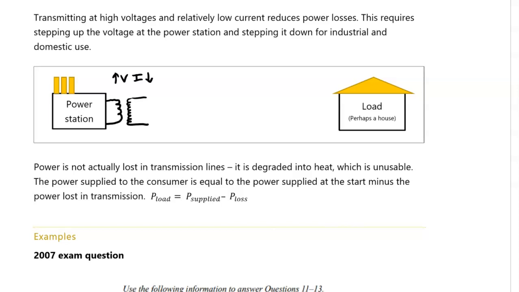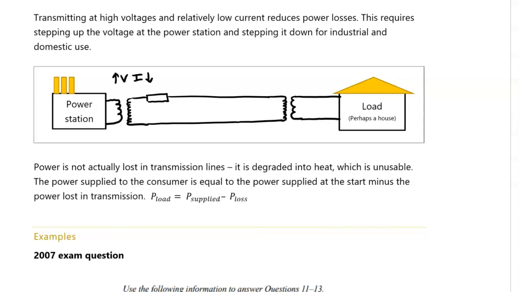Then we have our transmission lines. I'm going to draw a resistor within here just to visualize the fact that the transmission lines, because they're so long, they have to have a resistance. Then we need to step back down that voltage so it's usable. We don't want 10,000 volts going into people's homes. So we would then have a step down transformer, not necessarily the same, but it could be, going to the load, and I'm just going to awkwardly draw it like that. So here, the voltage would be stepped down, the current would be stepped up again.